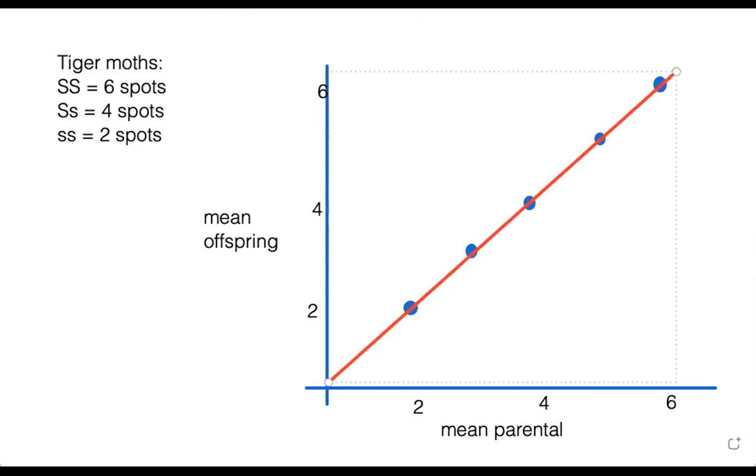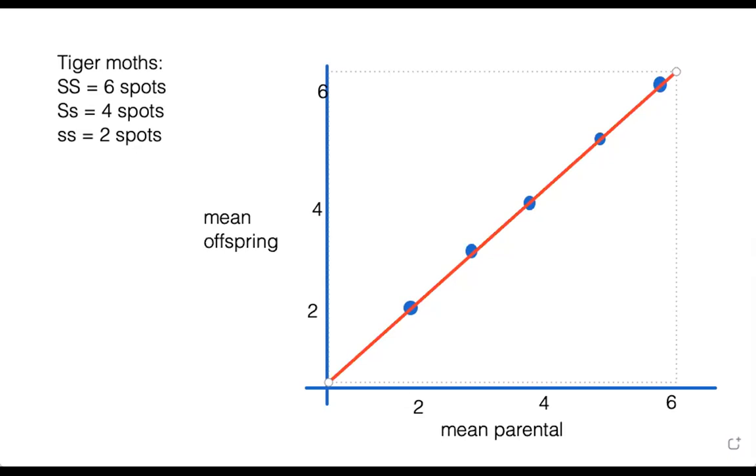This is an example where genetic variance is entirely additive. The only thing that is making tiger moths different from each other is the fact that they have different numbers of alleles. If you have no big S alleles, you have 2 spots. If you've got 1, you have 4 spots. If you have 2, you have 6 spots. That's a case where all genetic variance is additive genetic variance. Okay, that's an easy example of additive genetic variance.